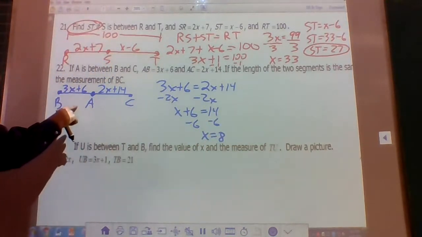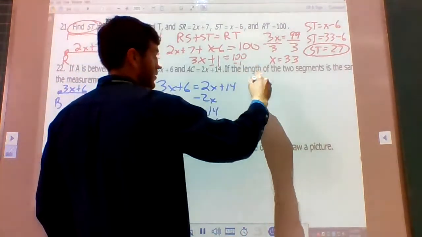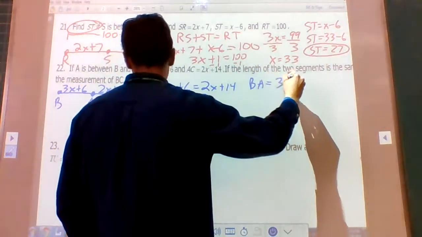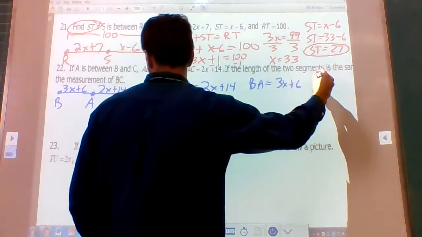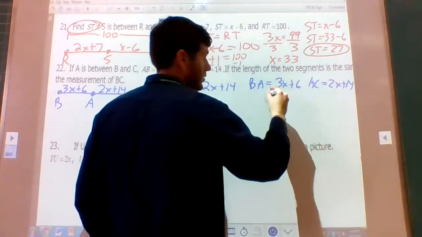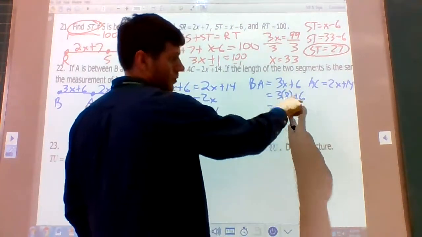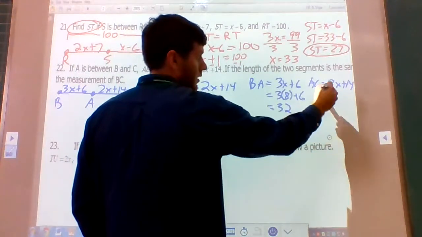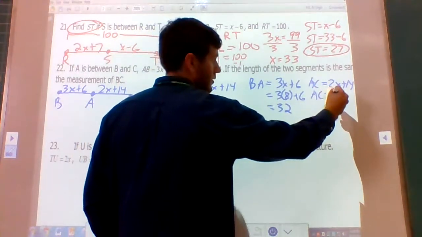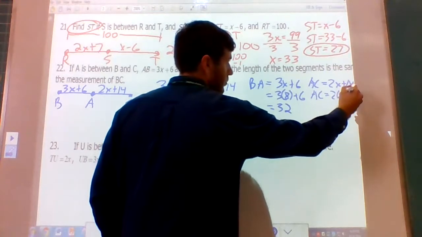So BA is 3x plus 6, and AC is 2x plus 14. So this is going to be 3 times 8 plus 6, which is 24 plus 6, which is 30. And AC is going to be 2 times 8 plus 14.